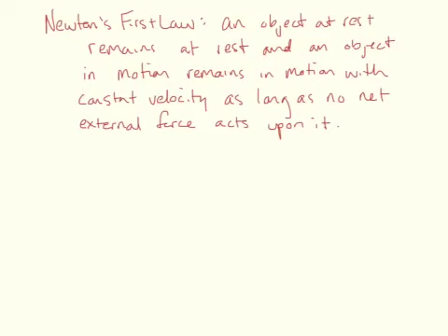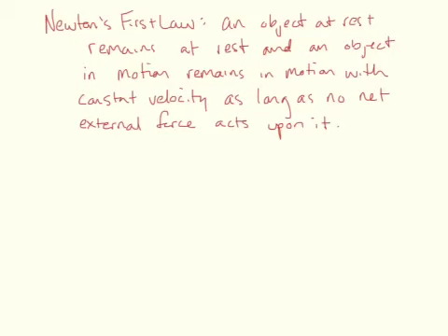So we say no net external force because it is impossible for an object to have no forces acting on it. No matter where we put an object, it's always going to have gravity acting upon it and may have some other forces acting on it as well. So, how do we get no net external force? We'll talk about that in just a second.